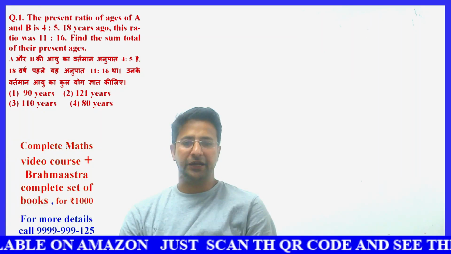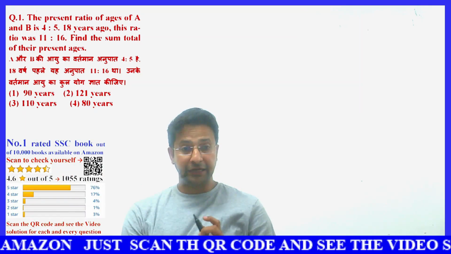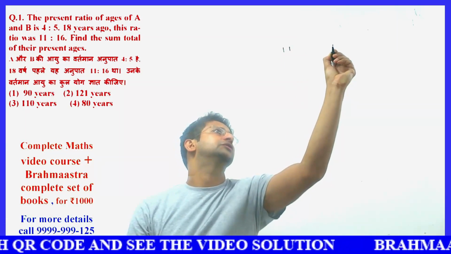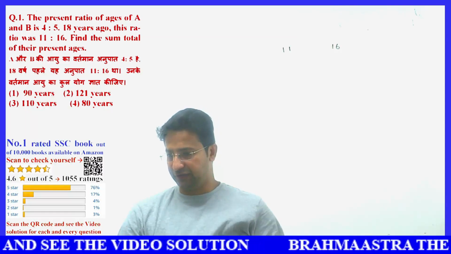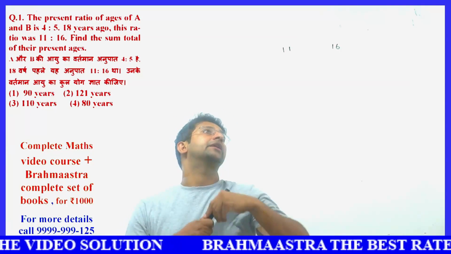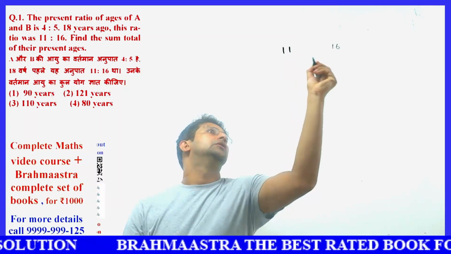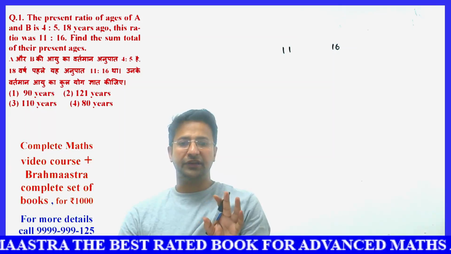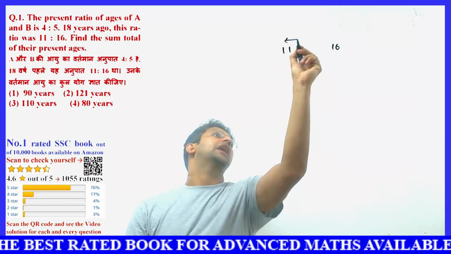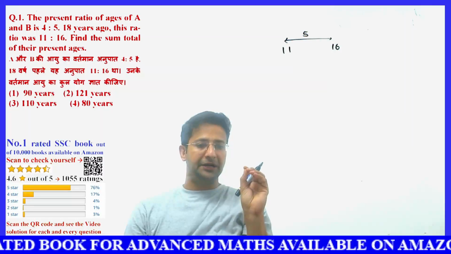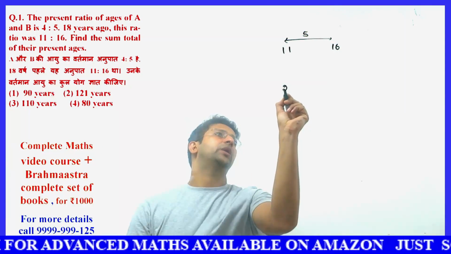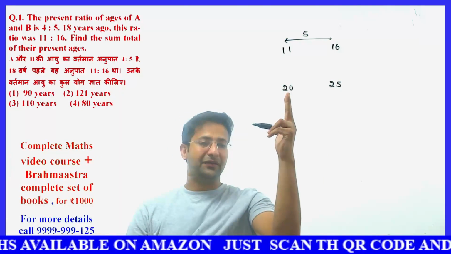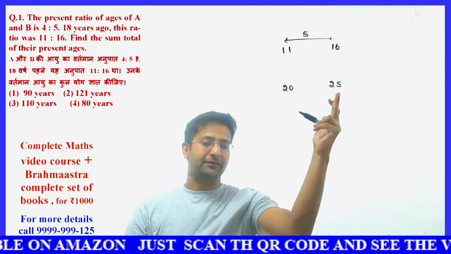The present ages of A and B are in the ratio 4:5. 18 years ago, this ratio was 11:16. Okay, let me write it with a different marker. 18 years ago, this was 11:16. Right now, this ratio is 4:5. See, this gap is how much? 1. I multiply this 4:5 by 5. 4 multiplied by 5 is 20, 5 multiplied by 5 is 25.